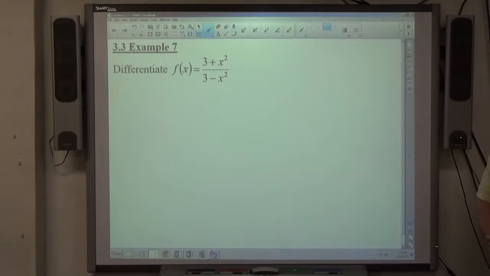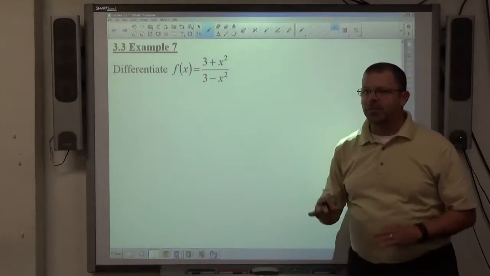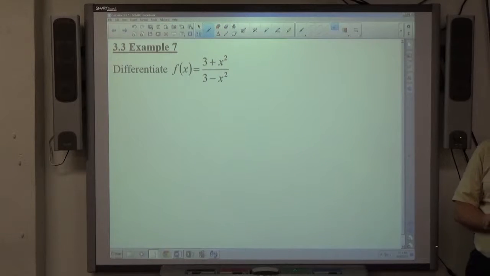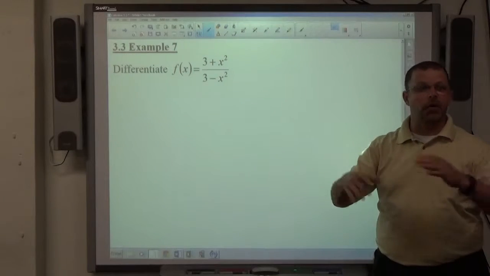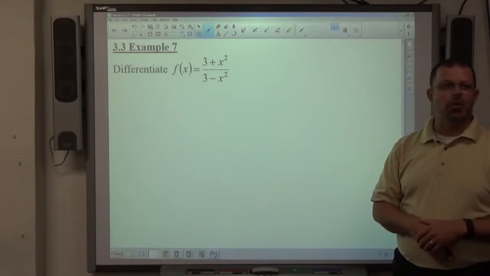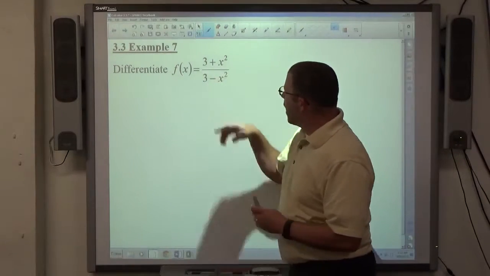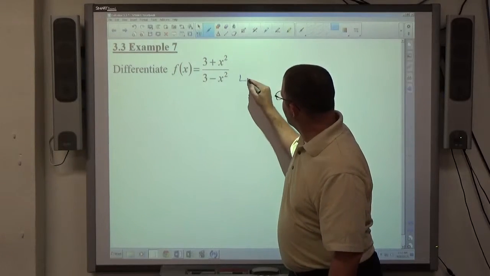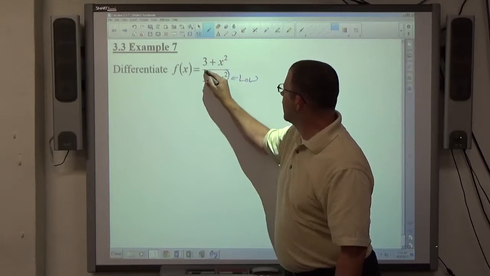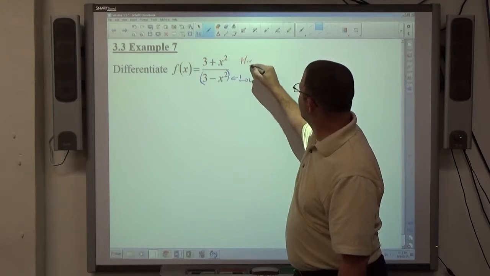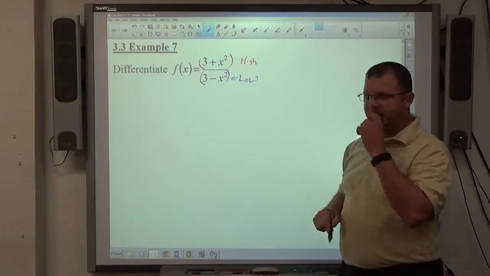So, if we take a look at f of x, high is 3 plus x squared, low is 3 minus x squared, and we're differentiating. Now, this does not have some algebraic technique to simplify it down to a simpler form. The quotient rule typically cannot be avoided. If you have to use it, you have to use it. Unlike the product rule, which, as long as you're dealing with polynomial functions, you can always multiply the functions together. For this one, my low function is 3 minus x squared. My high function is 3 plus x squared.